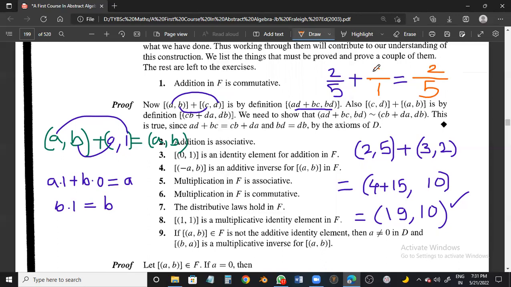So here I need a 0. What happens? 1 2s are 2, plus 5 zeros are 0. 2 plus 0 is 2. Got it? So the additive identity is nothing but a 0. I can read my 0 as 0 upon 1. This is what we are saying. This is the additive identity. Is it okay?